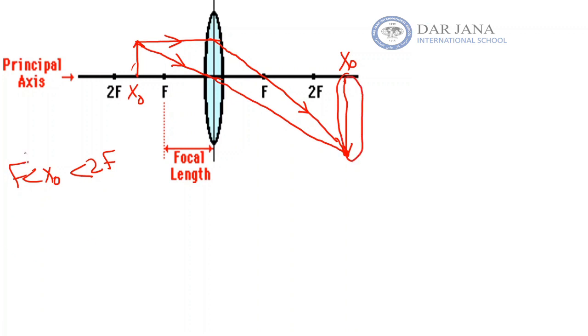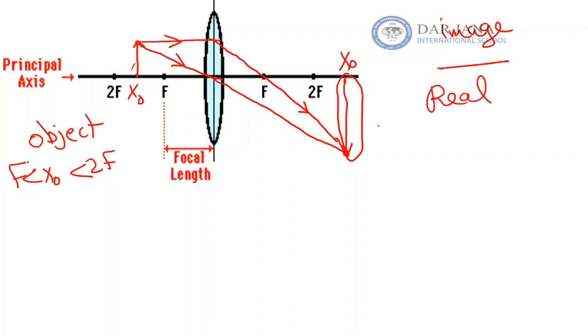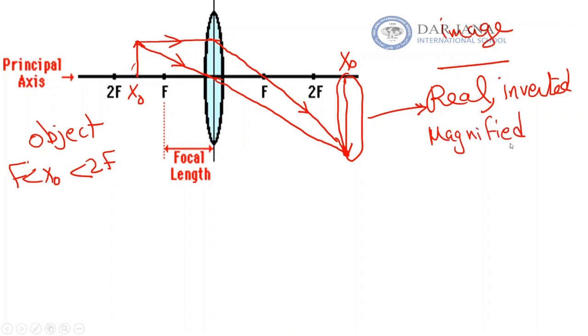So this is the object here. So the image is real, as you see, inverted. It is magnified. The magnification here is negative. Its absolute value is greater than 1 since it is magnified, and the image is beyond 2F.